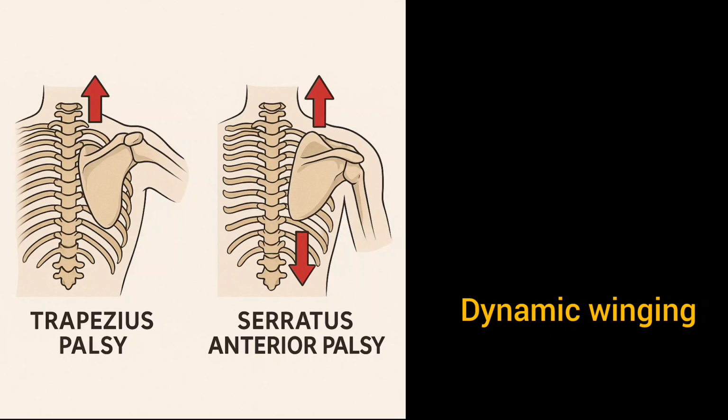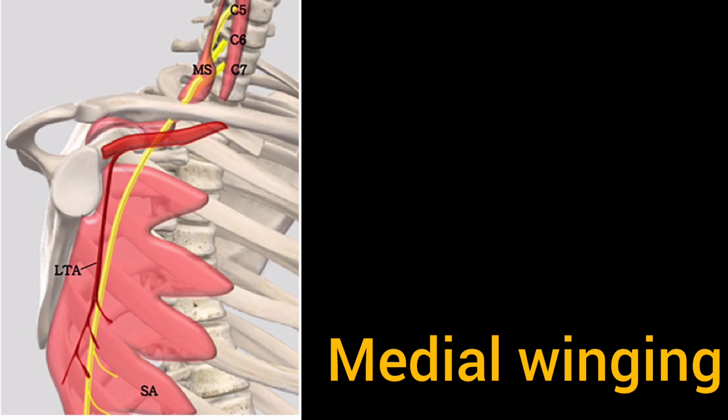For dynamic winging, there are two types: medial winging and lateral winging. Medial winging, as its name says, means the scapula is winging medially. That mainly occurs due to long thoracic nerve palsy, where the serratus anterior is affected. Serratus anterior muscle is supplied by which nerve? The long thoracic nerve. That is medial winging. The scapula moves medially, which mainly occurs in medial winging.